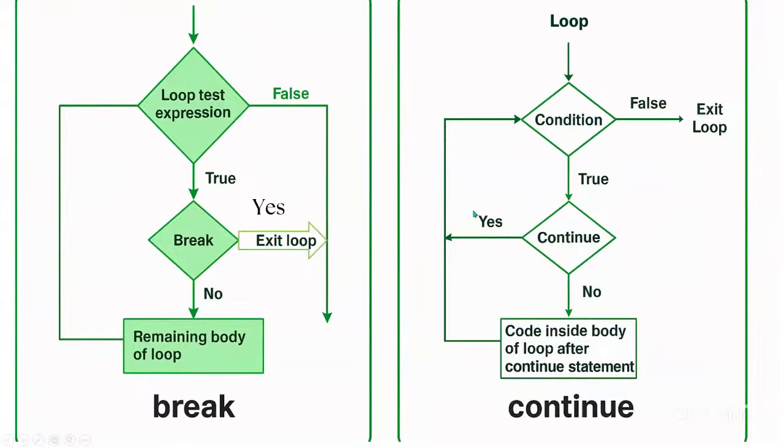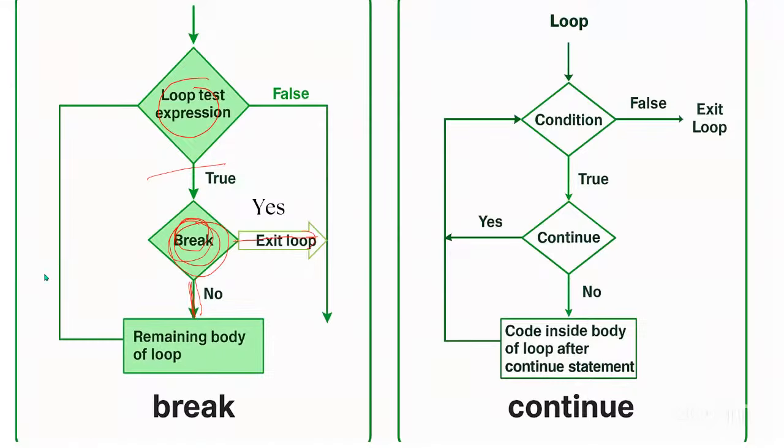Right? So this is the flow chart that I need you to understand. This is where the loop has begun. This is the loop test. If it is true, you continue to the loop. If it is false, you'll exit the loop. But when it is true, there is also a condition at break. If that condition is not met, you go back to the remaining body. If that condition becomes true, you go to the loop's exit.